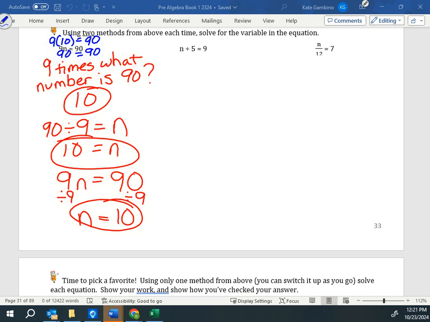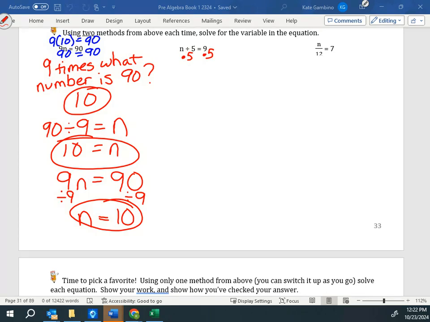Let's look at our next one. N divided by 5 equals 9. What would I do opposite? Multiply 9 times 5. Yeah, because it's n divided by 5, so I need to multiply both sides by 5.